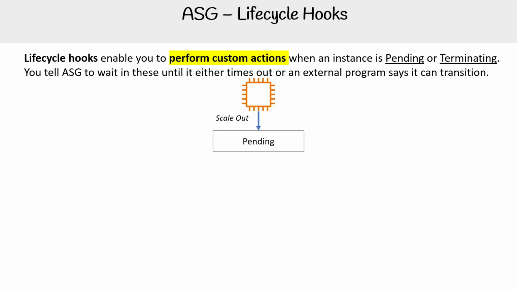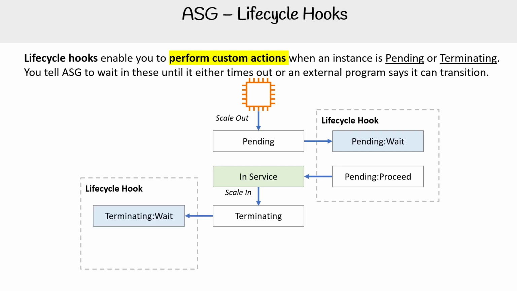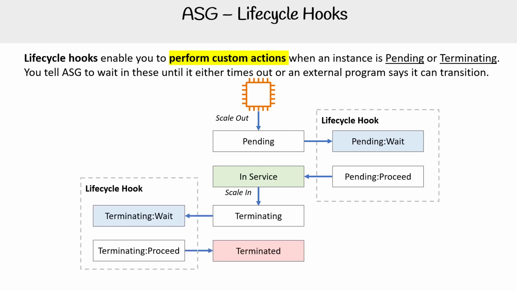The idea here is that we will have a scale out that's adding instances. It'll go into a pending state. From there, there is pending wait and pending proceed. And so we have a lifecycle hook we can inject in here for when it goes to in service. Now it's running. Let's say we want to go ahead and terminate it. So we were scaling in. And then for the terminating, there is a terminating wait and terminating proceed. And then it'll go to terminate it.